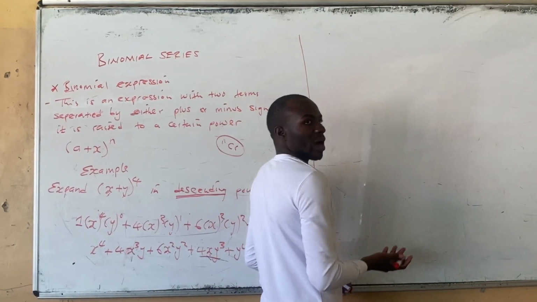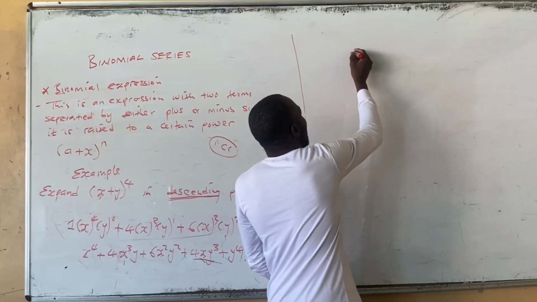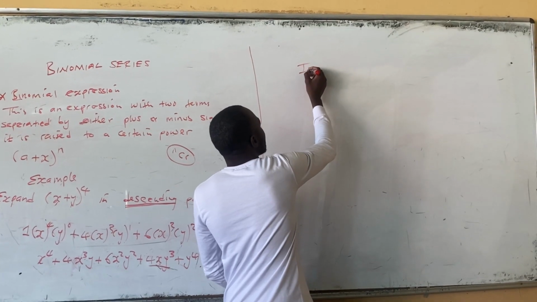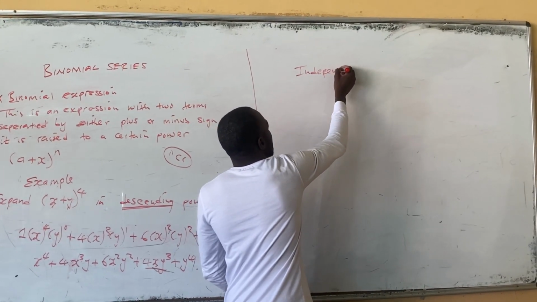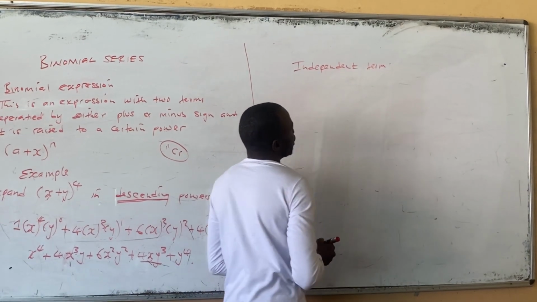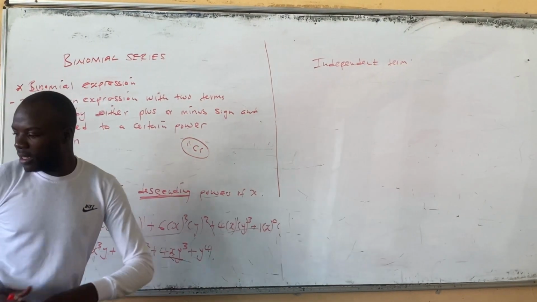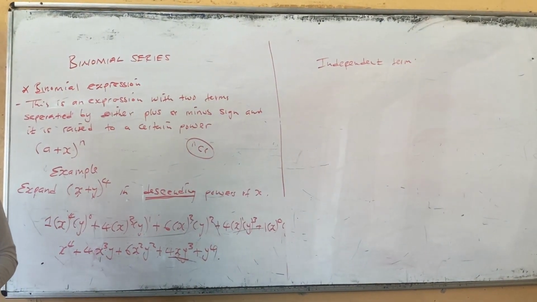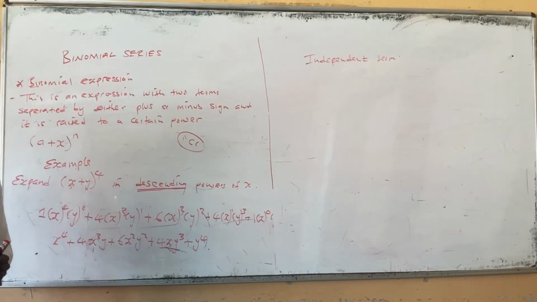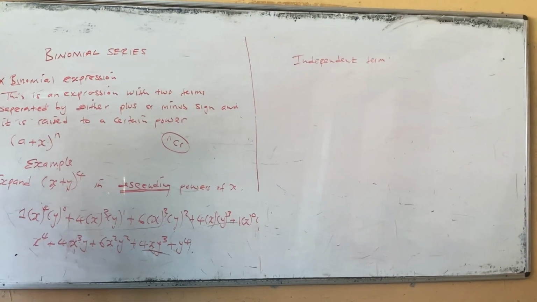They can ask you, let's move to how we can find the independent term. Independent term, okay? So for an independent term, for example, let's say we have this expression here. We get this from a past paper question.